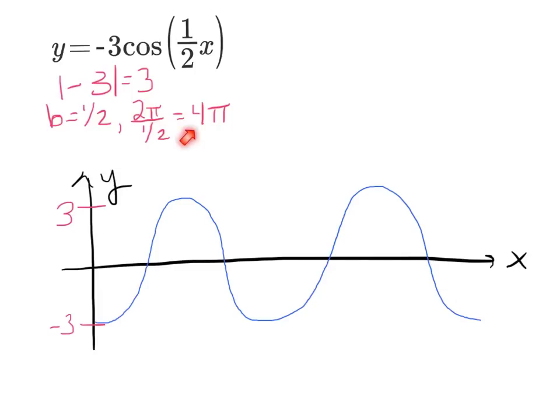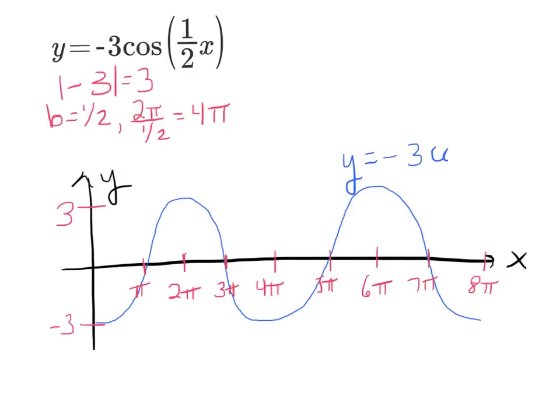Here we found the period. It's 4 pi. So that means that 1 cycle ends at 4 pi. So the second cycle would end at 8 pi. We'll do a little more labeling. Halfway, this would be 2 pi. This would be 6 pi. Right here, we're going to have pi, 3 pi, 5 pi, 7 pi, and then we label with the equation.